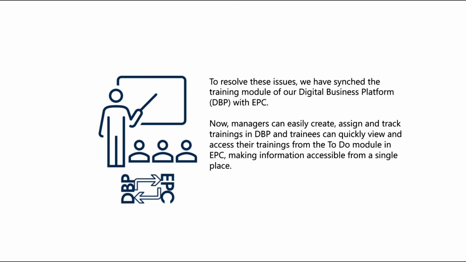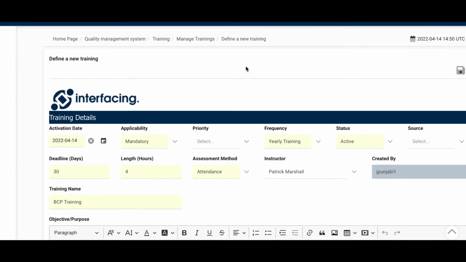Now, managers can easily create, assign, and track trainings in DBP, and trainees can quickly view and access their trainings from the To-Do module in EPC, making information accessible from a single place. Suppose an organization wants to train their employees on their new business continuity planning (BCP) process. Users will then navigate to the training app of the digital business platform in the Manage Training section.